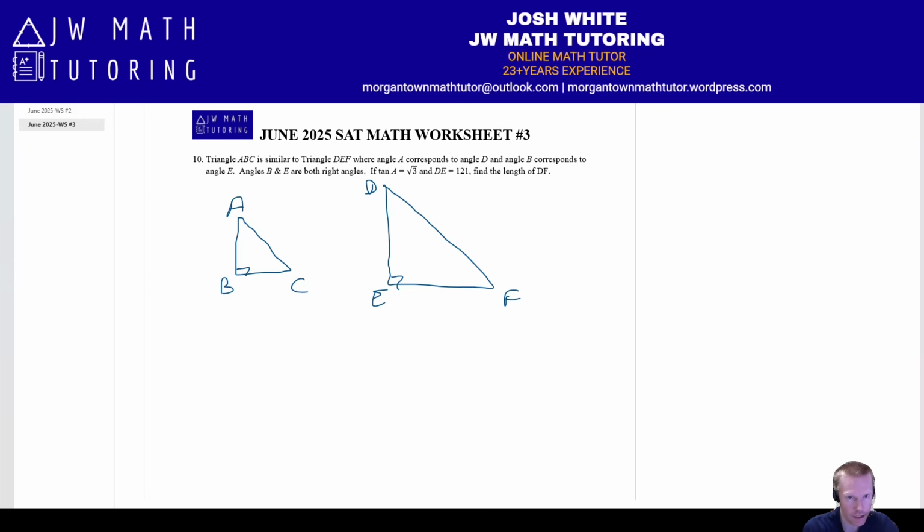All right, we know tan A is equal to root 3. So tangent of A is opposite BC over adjacent AB. So that's root 3, but we could also just write it as root 3 over 1. Root 3, you can make this 1. And we know DE is 121. Find the length of DF, the hypotenuse of the triangle on the right. So there's two ways you could look at this. I'll show both methods.